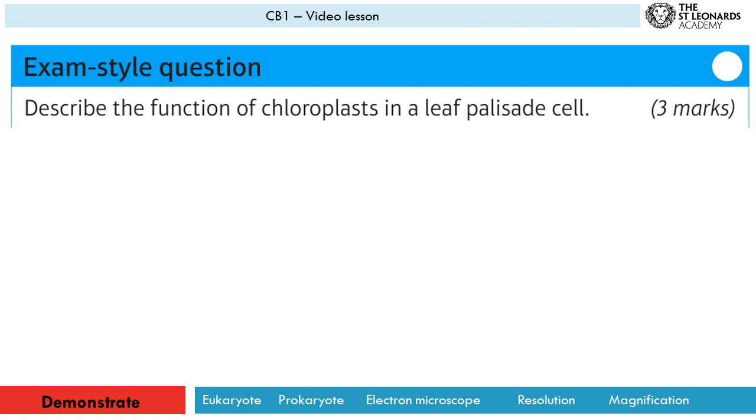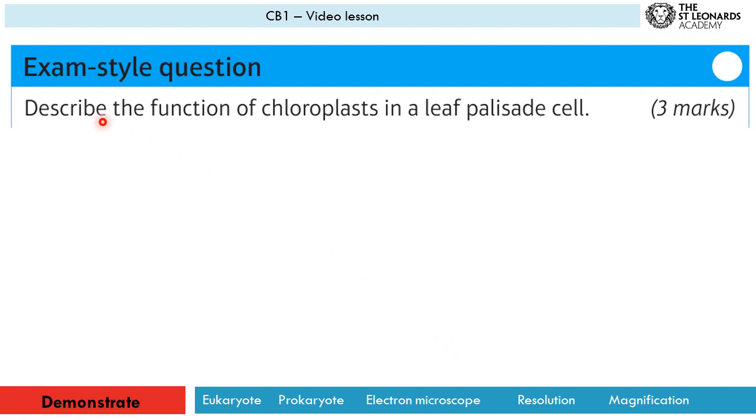Now, a palisade cell is just the top part of a leaf, so it's where a leaf is most exposed to the sun. So it makes sense, if chloroplasts are needed for photosynthesis and sun is the source for photosynthesis, that they're going to be at the top of the leaf. So palisade cells are at the top and they have a lot of chloroplasts in. But that doesn't matter. To answer this question, you don't need to worry about that.